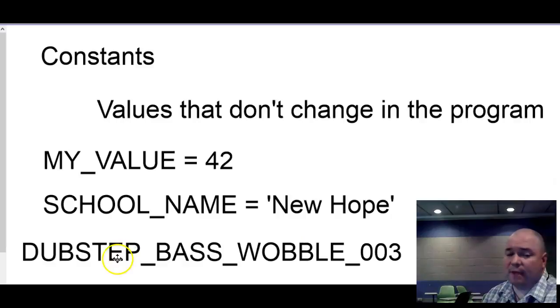In EarSketch, we have lots of constants. Those are the names of all of our songs that we have been sampling using the fitMedia function. So DUBSTEP_BASS_WOBBLE_003 is the constant that refers to the sound clip that is stored at the EarSketch website.